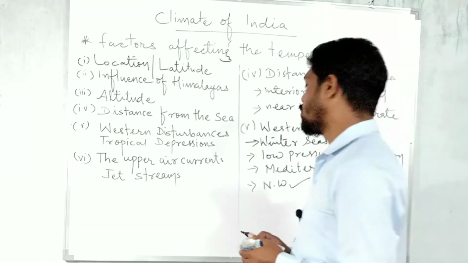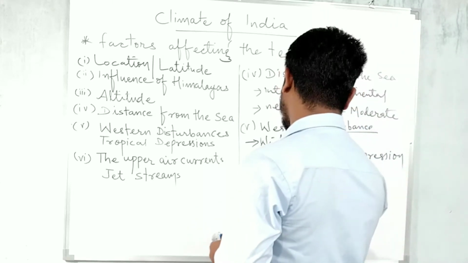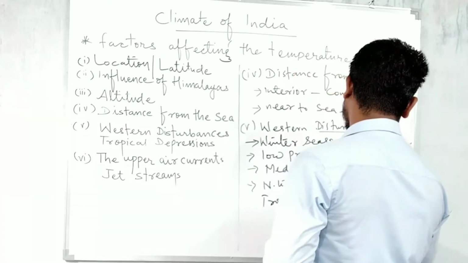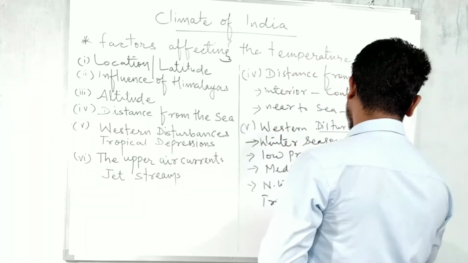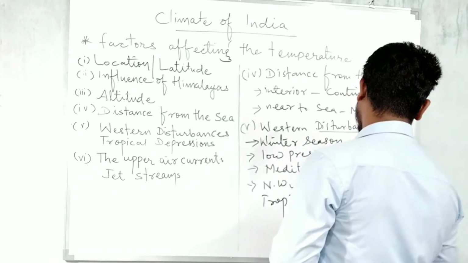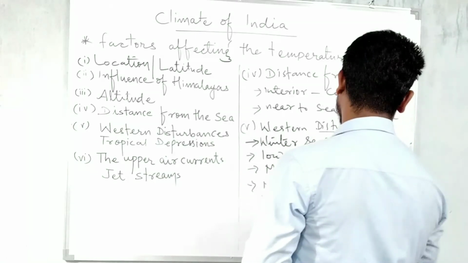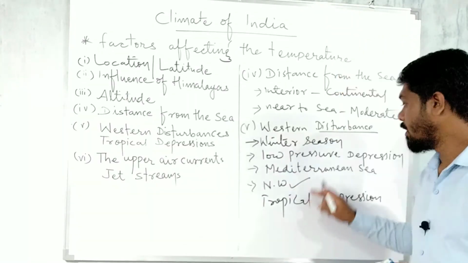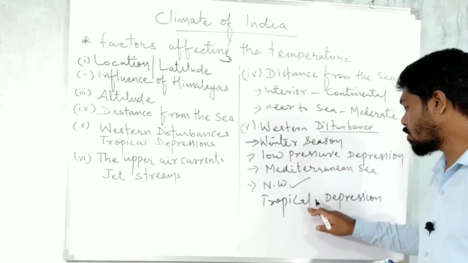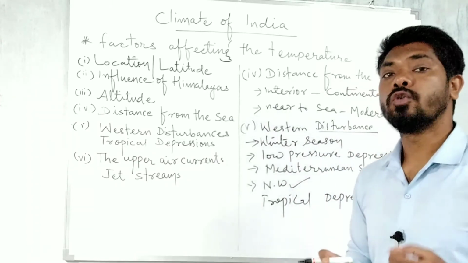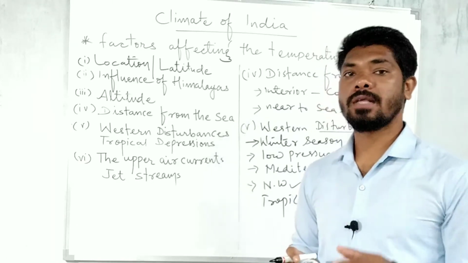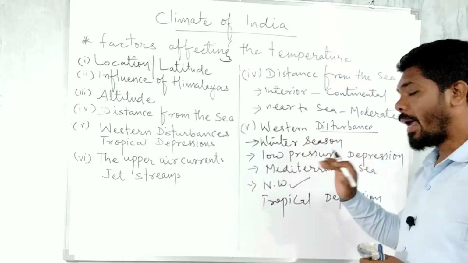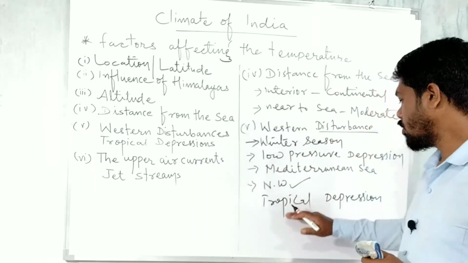The next one is tropical depression. Okay, this is known as temperate cyclones and this is known as tropical cyclones. When you are asked to differentiate between the temperate cyclones and tropical cyclones, temperate cyclones are known as western disturbance, and the tropical cyclones will be tropical depression.